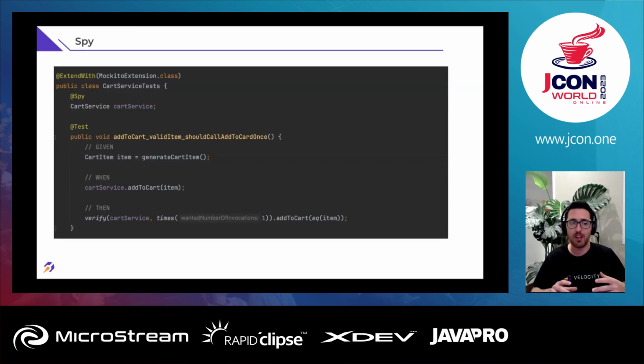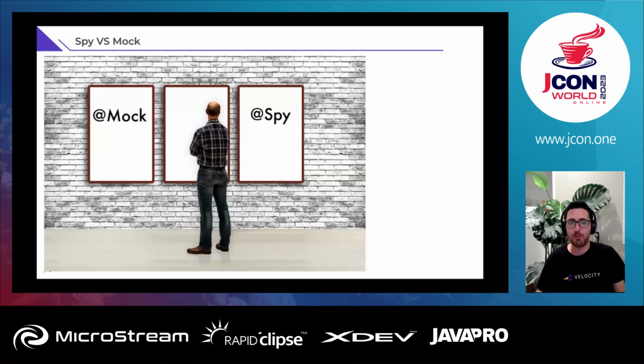Because if something in the middle of the function changed the item, I don't know, the name or the ID or something weird, we want this test to fail. And well, the difference between a mock and a spy is pretty obvious. One is a fake and one is not. A spy wraps a real object and a mock is just a fake object.